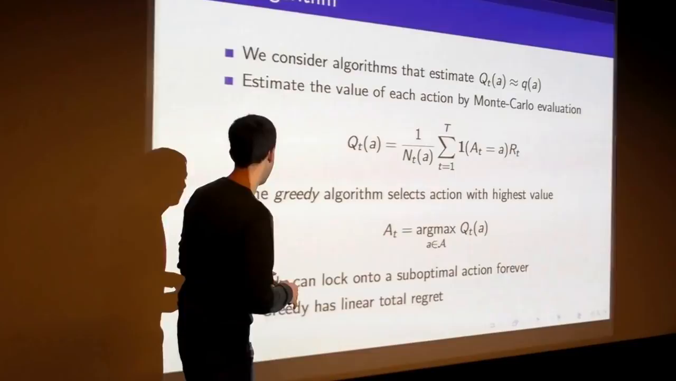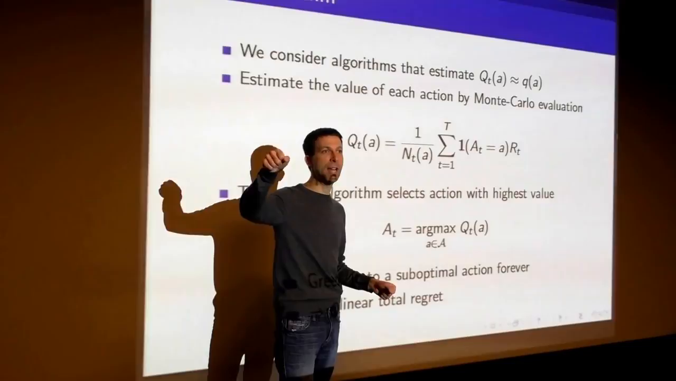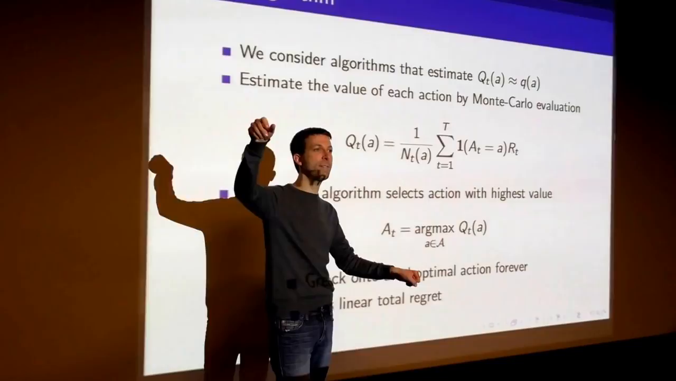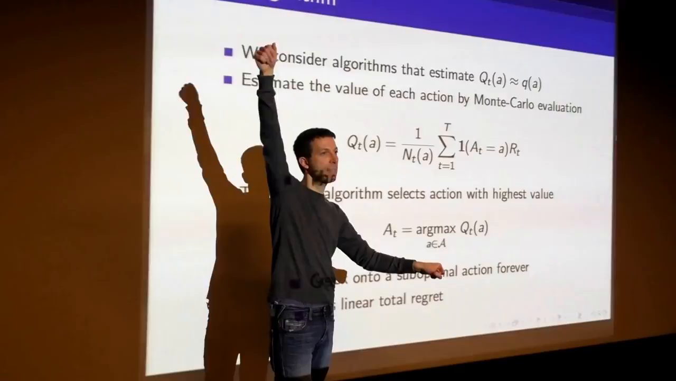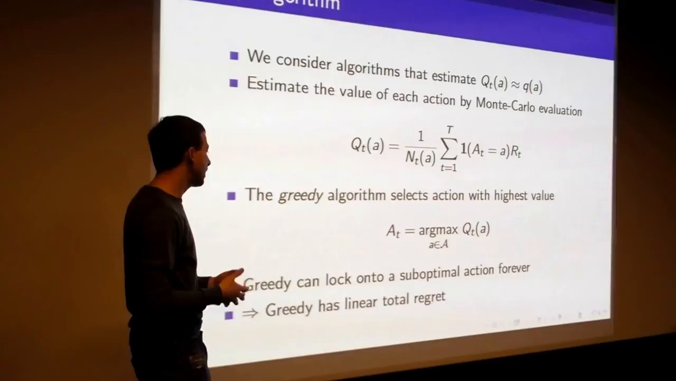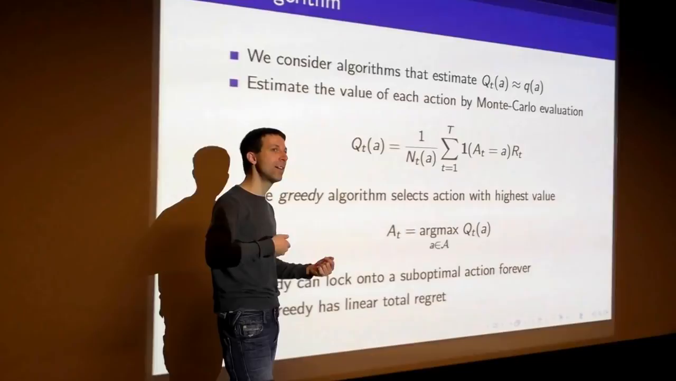And the obvious problem is that it can lock onto a suboptimal action forever. Like, I might try this action, and it looks good, and I thought this other action was bad, so now I just keep applying this action forever. Or even, I try this action, and I try it again, and I'm just a little bit unlucky, so I end up thinking its value is bad, and then I try another action once, and it looks better, and I just keep trying it. So you can lock onto suboptimal actions forever, and as a result, greedy has a linear total regret. In expectation, you can do the wrong thing forever.